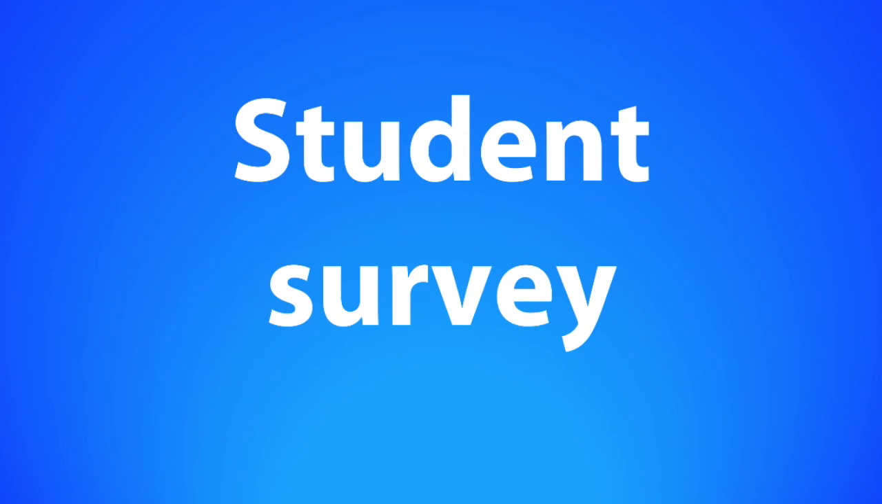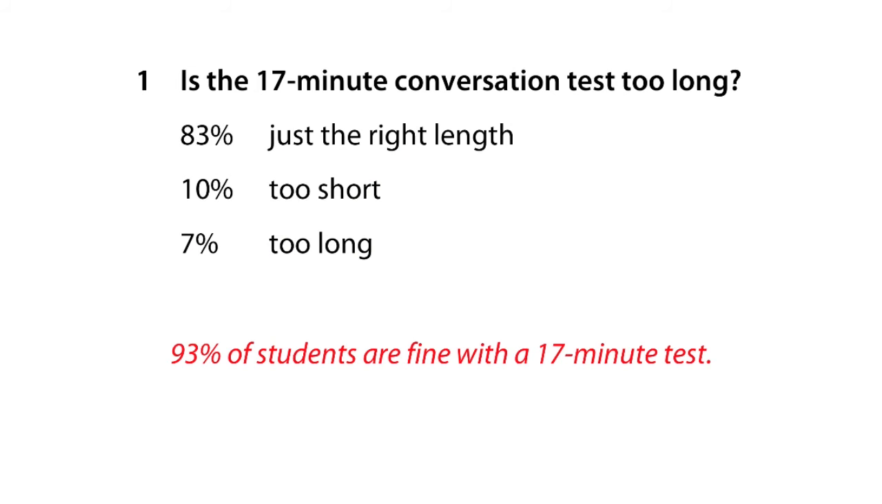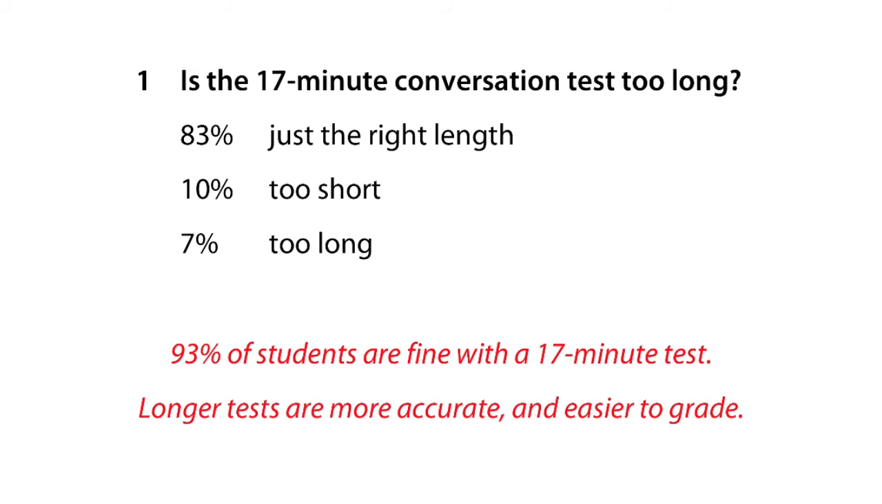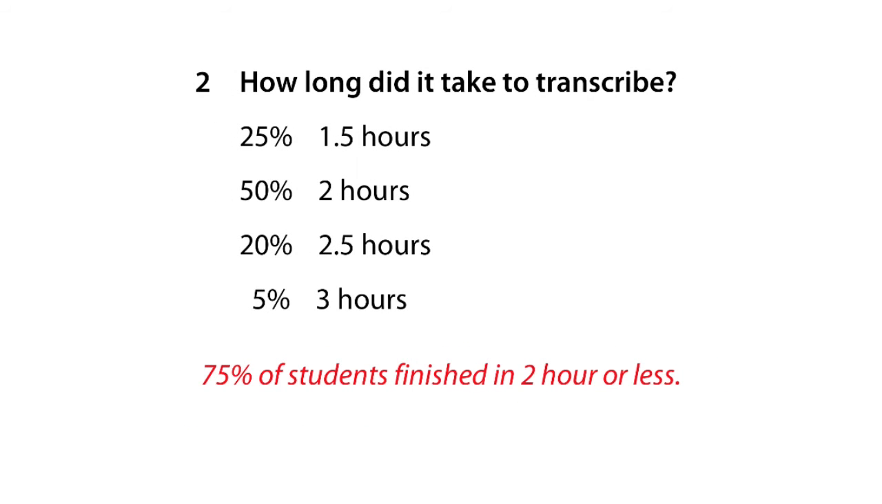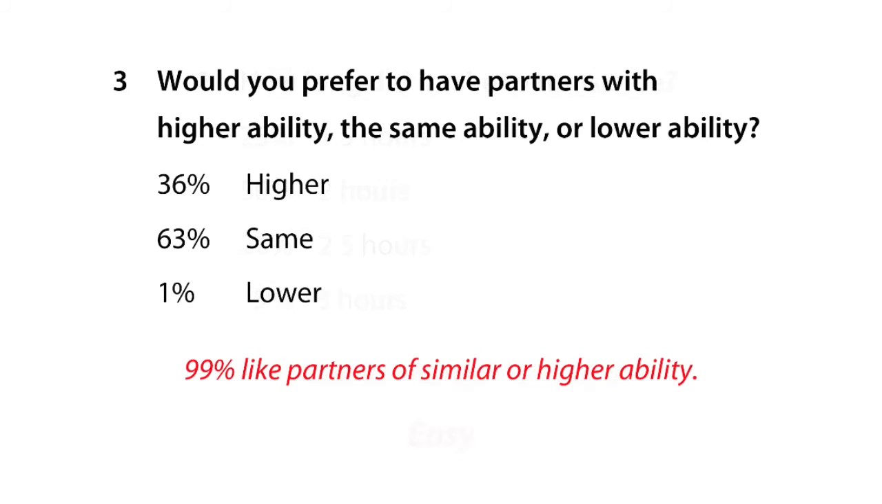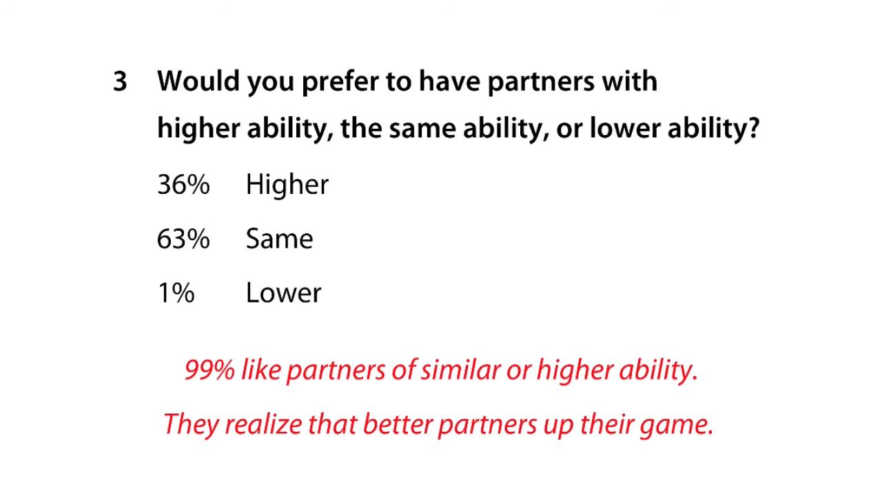Student survey. Is the 17-minute conversation test too long? 93% of students are fine with the 17-minute test. Longer tests are more accurate and easier to grade. How long did it take to transcribe? 75% of students finished in 2 hours or less. Easy. Would you prefer to have partners with higher ability, the same ability, or lower ability? 99% like partners of similar or higher ability. They realize that better partners up their game.